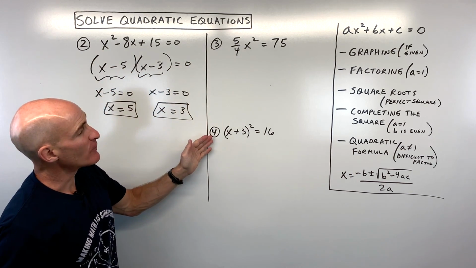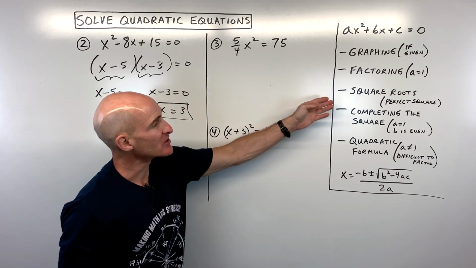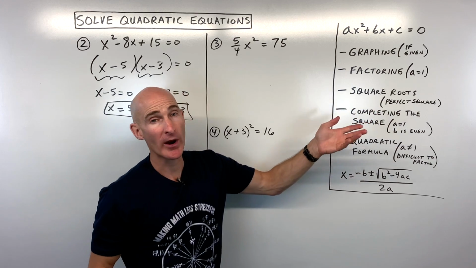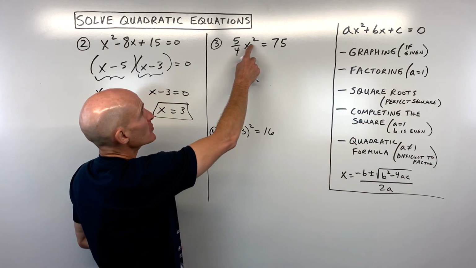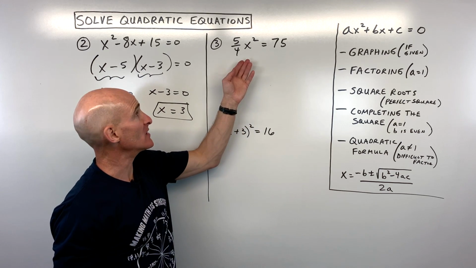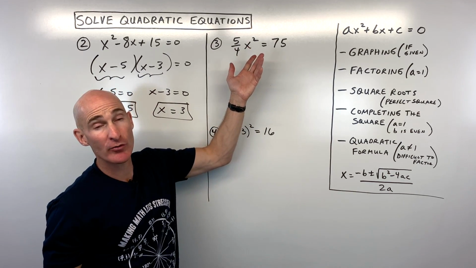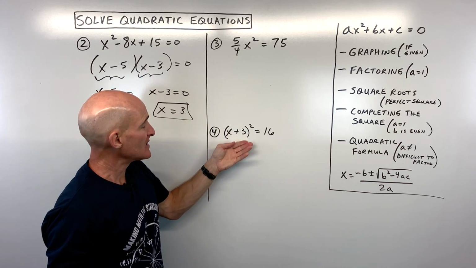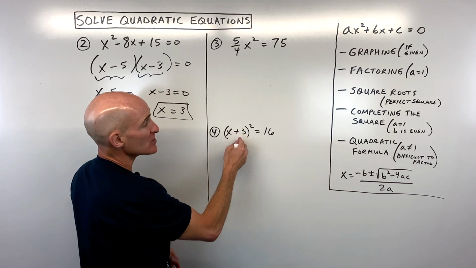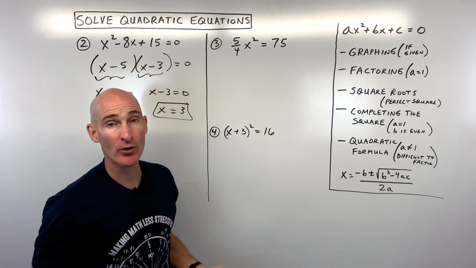Now for number 3 and 4, let's talk about this square root method. You use the square root method when you have a perfect square. Like in this first example, you can see we just have an x squared term, but no x to the first term. So you can get this by itself and take the square root of both sides. That's the square root method. Same thing here, you have a binomial squared. That's a perfect square. We just have to get that by itself and take the square root of both sides.